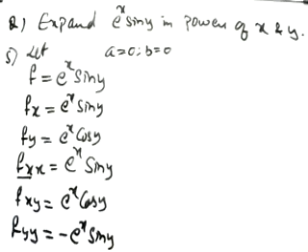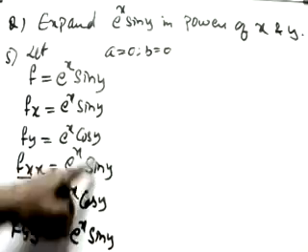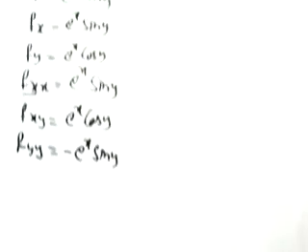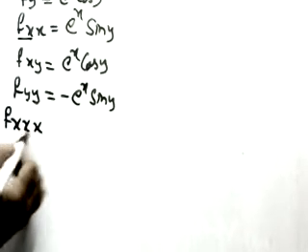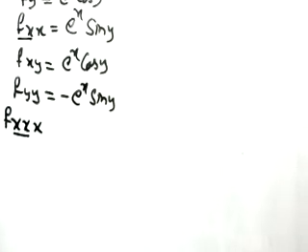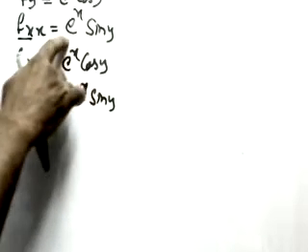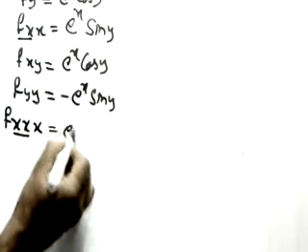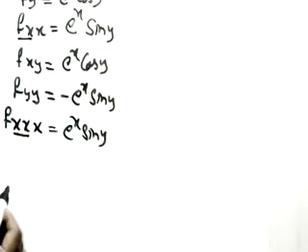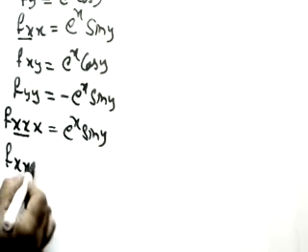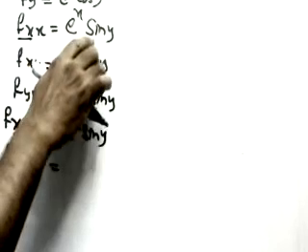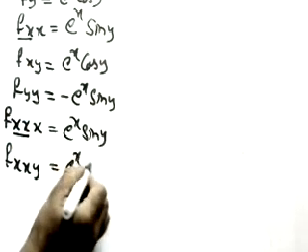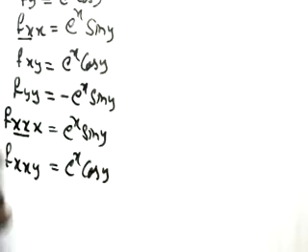Let us go for the third degree terms also, because many will become 0 since sine 0 is 0; we are left with only 2 terms. Therefore let us go for third degree also. fxxx means we differentiate fxx with respect to x, so e power x sine y as it is. Now fxxy, we differentiate fxx with respect to y, so d by dy of sine is cos: e power x cos y.